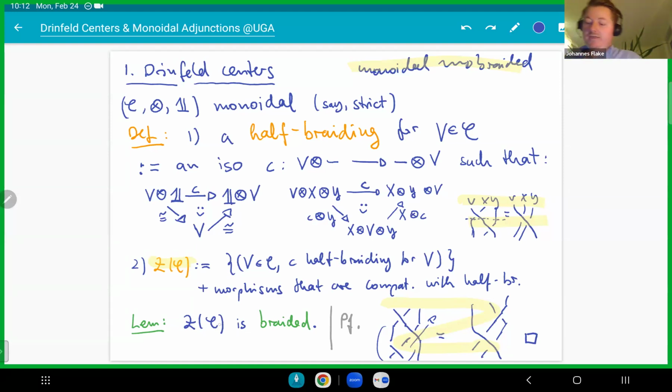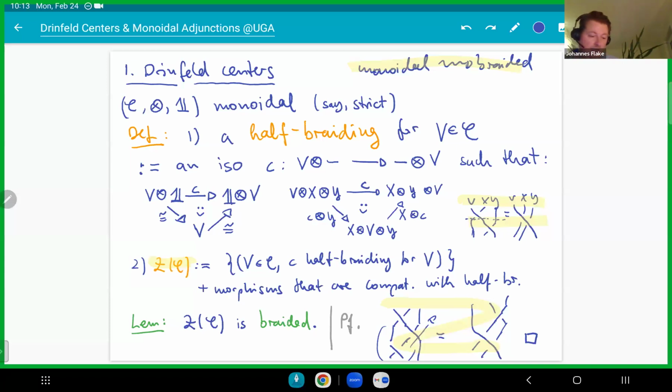So of course, by construction, this center is in a sense all I can do when it comes to adding a braiding. I mean, I take all objects and I take all possible braidings. So it's not clear how C, the original category, is related to this new category.